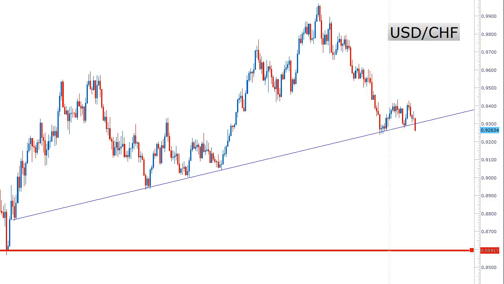So that's what I like about the US dollar Swiss. That's why I'm going to be taking it short, and why I think that it has a lot of potential, even though it is counter trend, which I don't typically love.